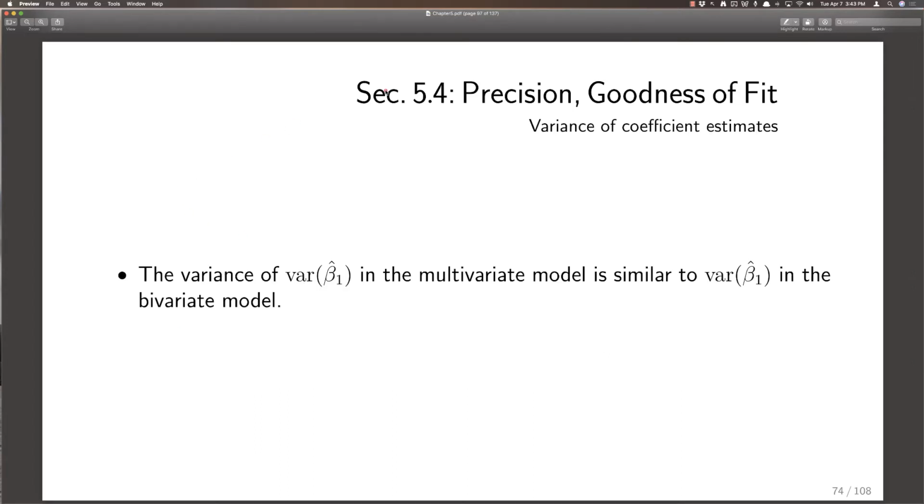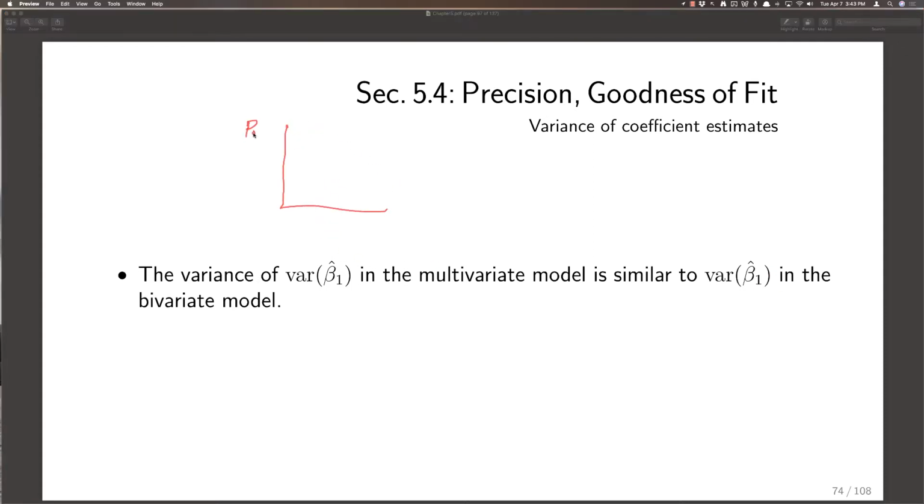So the variance of the beta 1 hat distribution in the multivariate model is very similar to the variance of beta 1 in the bivariate model. So if you recall this picture that we've drawn a lot, the probability of any given beta 1 hat is the vertical axis. Particular values of beta 1 hat are the horizontal axis. We know because beta 1 hat is a sample mean that it has a normal distribution. So pretend that's normal.